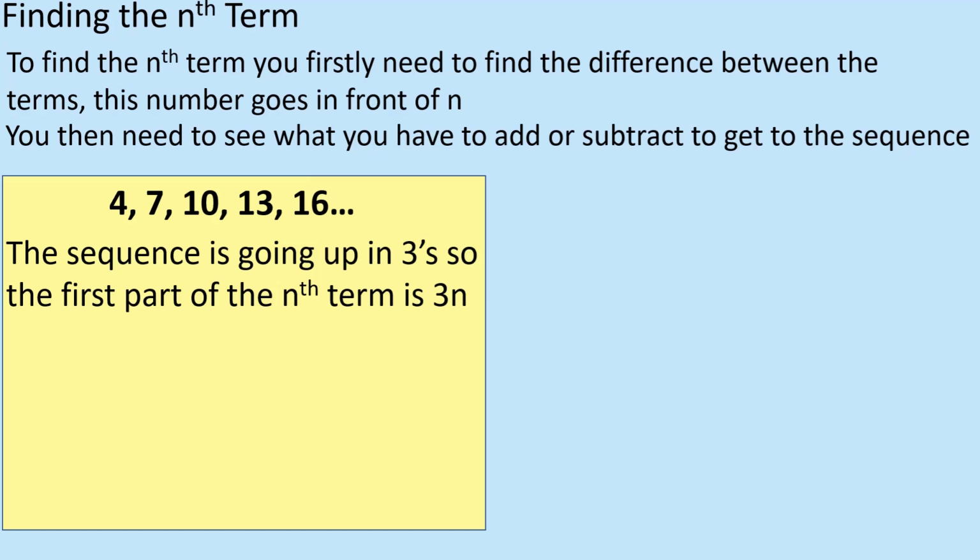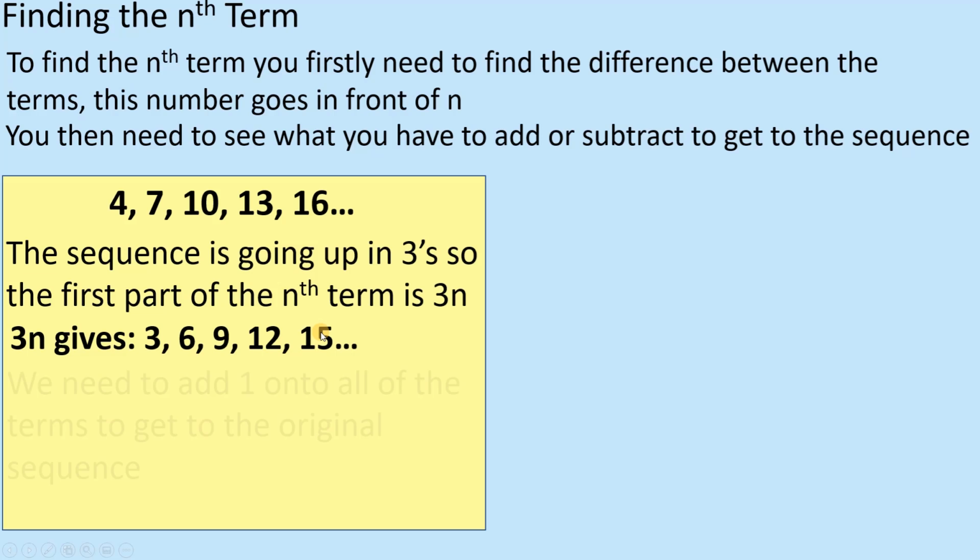What do I need to do to 3, which would be the first term, to get to the 4? I need to add 1 to it. It's as simple as that. So if I write 3n, the 3 times table, it gives you 3, 6, 9, 12, 15. If you compare all those numbers, the 4 is 1 more than the 3, 7 is 1 more than 6, 10 is one more than 9, 13 is 1 more than 12, 16 is 1 more than 15. It's 1 more each time.